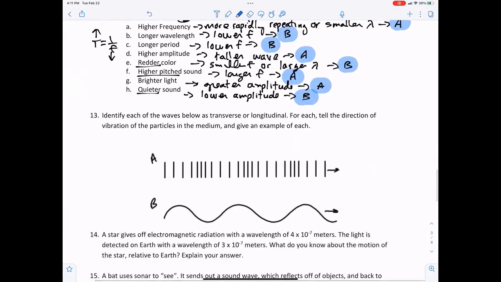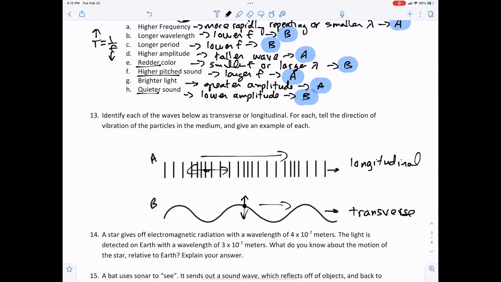Okay, 13. Identify each of the waves below as transverse or longitudinal. Okay, so B is transverse, because each particle on the wave is vibrating perpendicular to wave motion. This is longitudinal. Wave A is longitudinal because you can see it's vibrating left and right, parallel to wave motion.